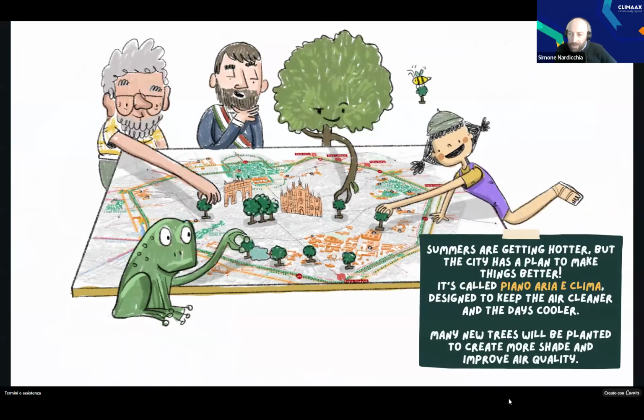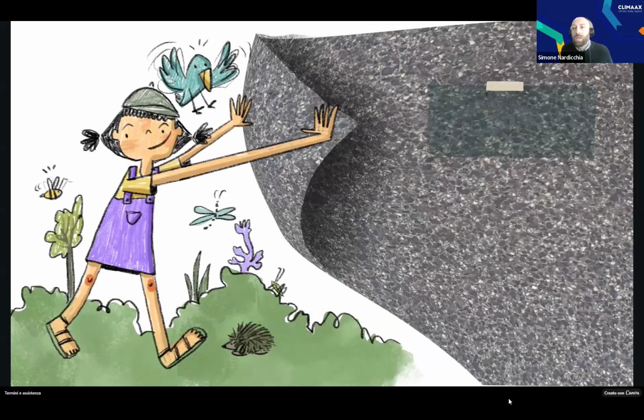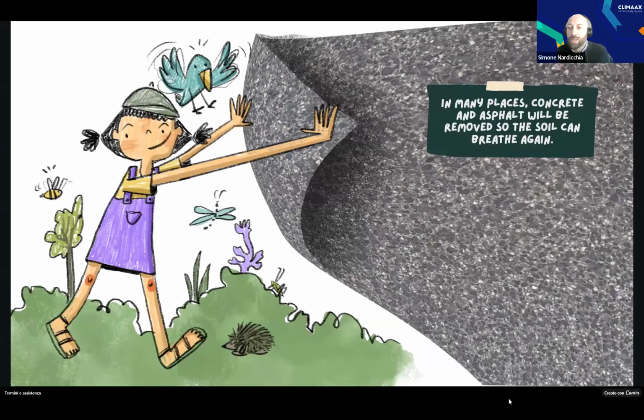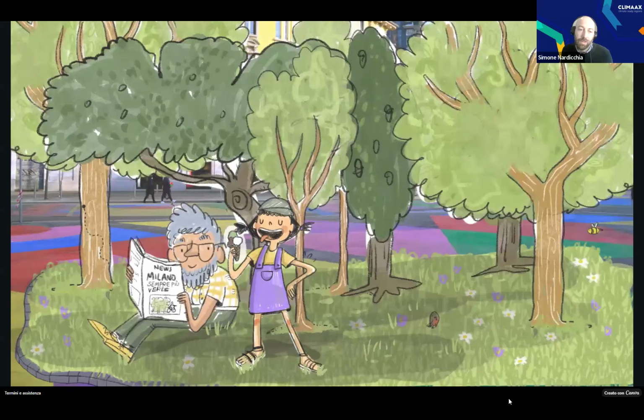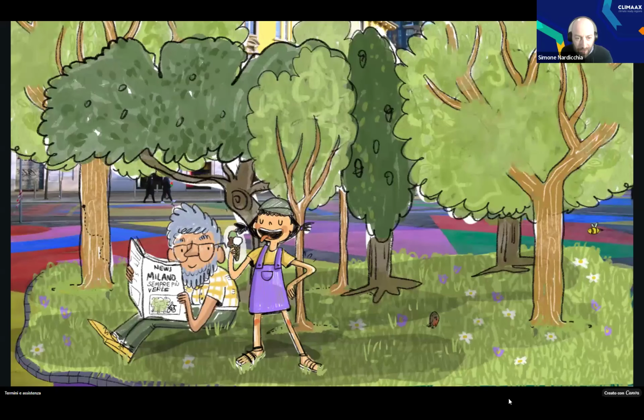Summers are getting hotter, but the city has a plan to make things better. It's called Piano Aria e Clima, designed to keep the air cleaner and the days cooler. Many new trees will be planted to create more shade and improve air quality. And in many places, concrete and asphalt will be removed so the soil can breathe again. And this is the end of the story, that Gaia can eat an ice cream with the grandfather in a new green space with flowers, biodiversity, and trees.